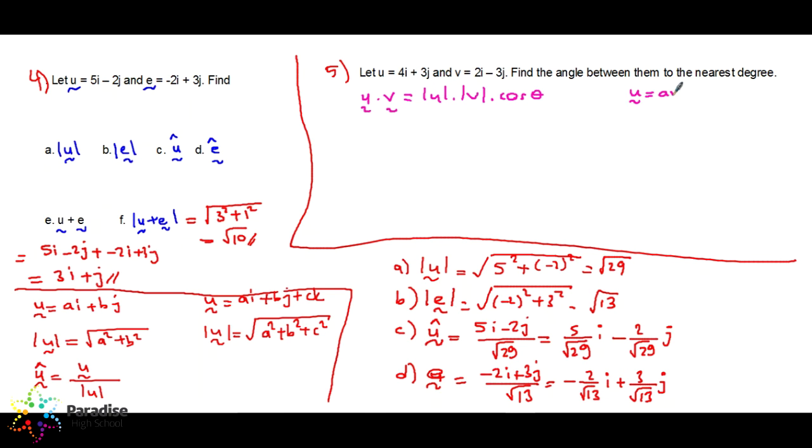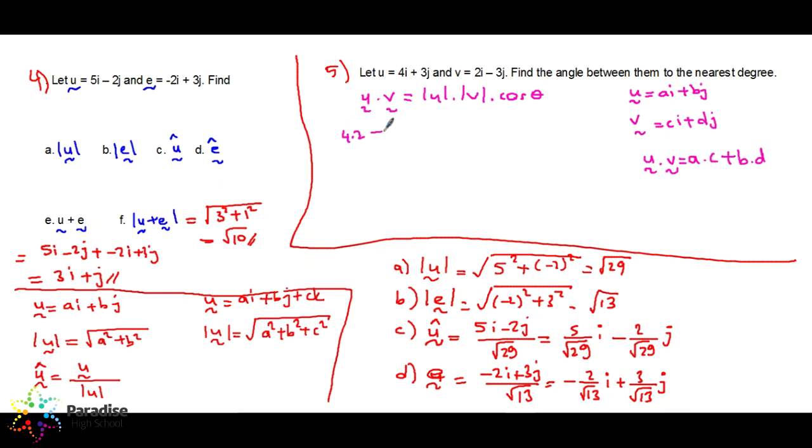Vector u is ai plus bj, and vector v is ci plus dj. So when you want to multiply, which we call scalar product, what we do is multiply the coefficients of the same components. What is the coefficient of i? a and c. a times c plus the coefficient of the same component j, b and d. So there is no i and j in the scalar product. ac plus bd.